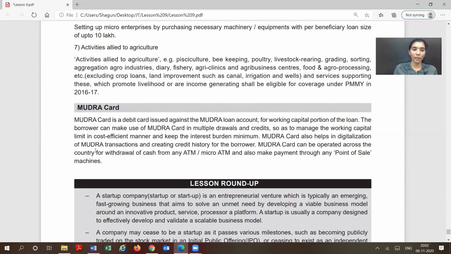Mudra card can also be operated across the country for withdrawal of cash from any ATM, micro ATM, and also this is just nothing but just like a debit card. आप जैसे debit card swipe करते हो वैसे आप Mudra card use कर सकते हो.